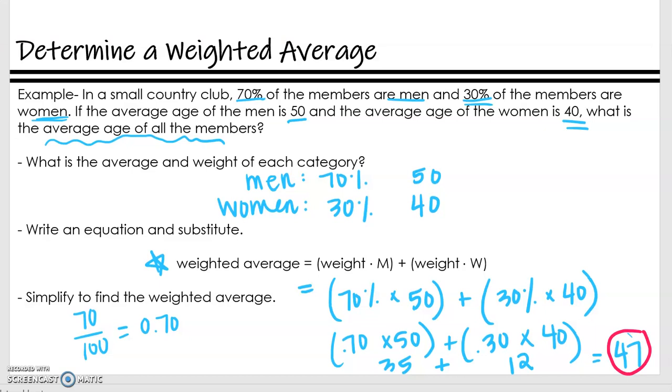Remember that your average should be between your numbers. So 47 is definitely between 50 and 40, so that makes sense. And it's a little closer to 50 because there are more men at the country club, so it's going to weigh higher towards men.